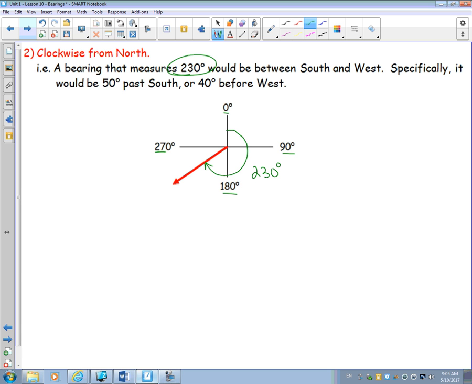In other words, it's gone past 180. How much past 180? Well, 230 minus 180 tells me I've gone 50 degrees past. And because we know these are right angles, if that's 50, this has to be 40. You have to add up to 90 degrees. For another example, if I had a bearing of 70 degrees, that's between 0 and 90, so you'd be down here somewhere. I've gone 70, which means this piece would have to be 20 to add up to the 90. We can use these two different ways of measuring bearings interchangeably.